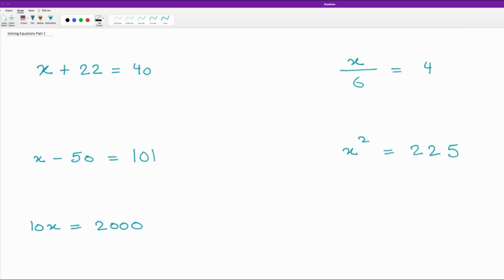Alright, hope you've had a go at some of those questions. Let's go through these together. So let's start with question number 1 over here. x plus 22 is equal to 40.